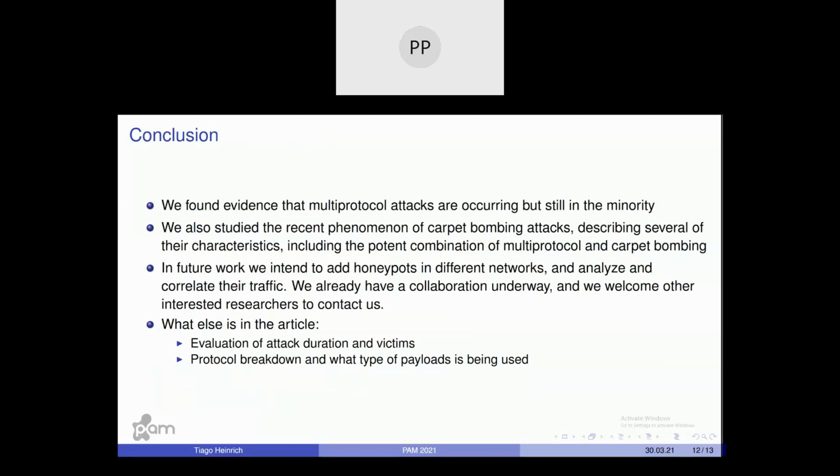In future work, we intend to add honeypots in different networks and analyze and correlate their traffic. We already have a collaboration underway, and we welcome other interested researchers to contact us.